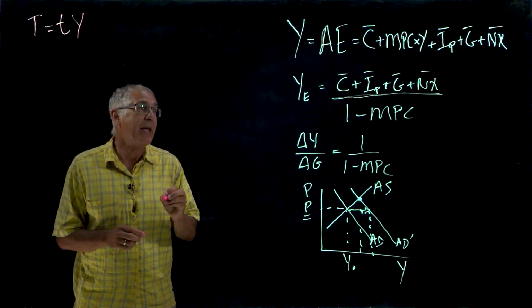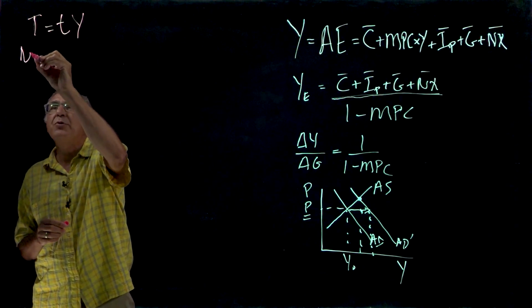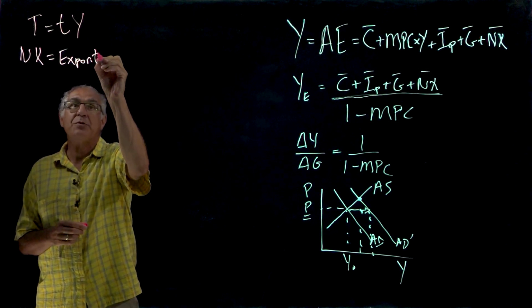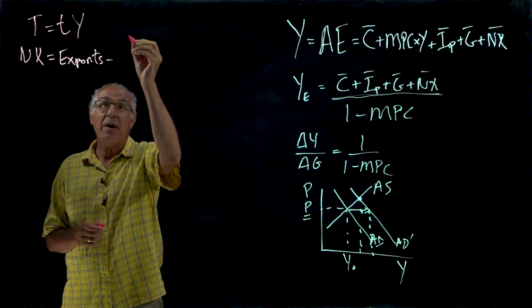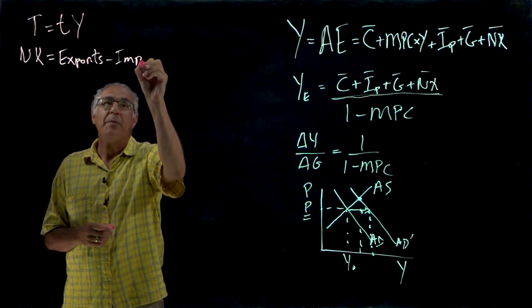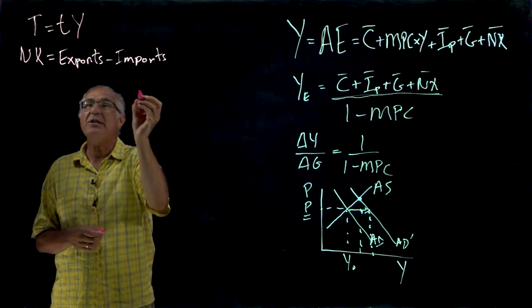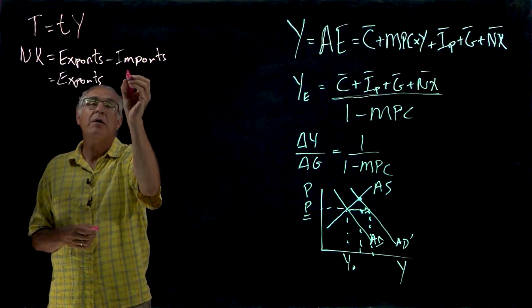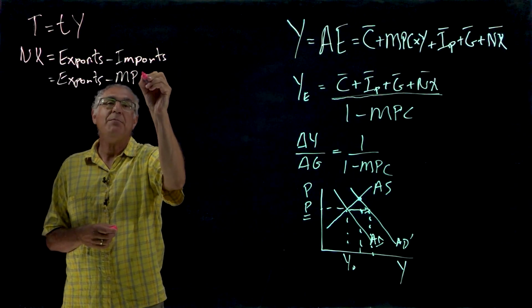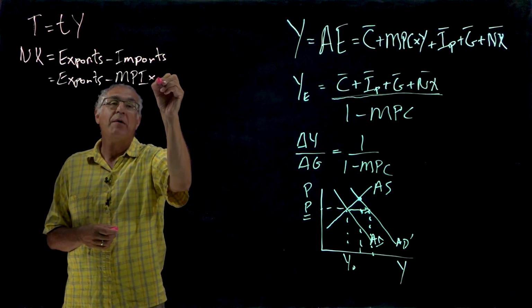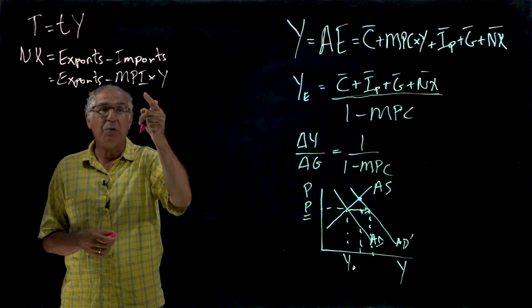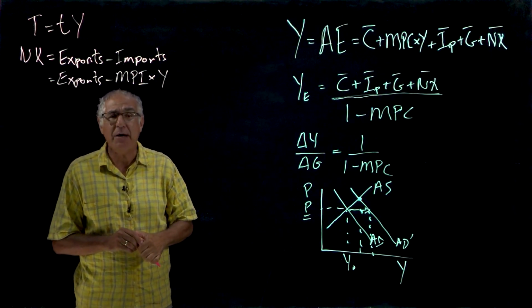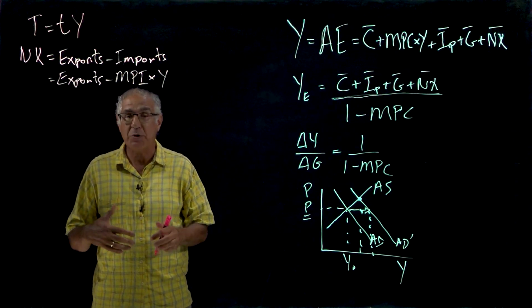The other change we're going to make is to net exports. We're going to make net exports equal to exports minus imports. Of course, that's the definition. But we're going to now take and make imports equal to the marginal propensity to import times income. Okay, and that makes sense. Our income level determines how many imports we buy.